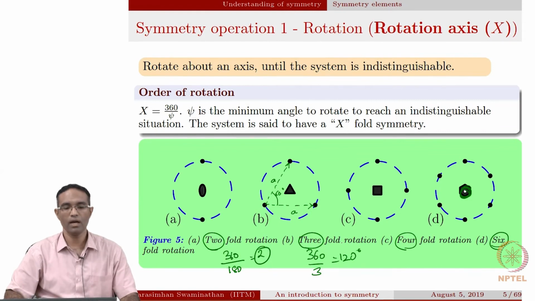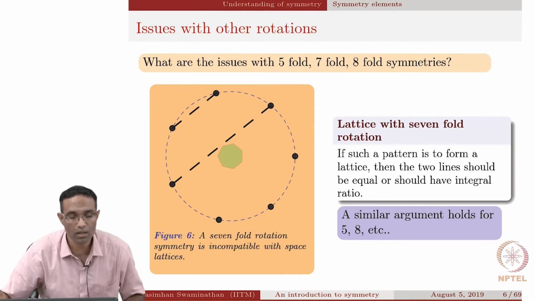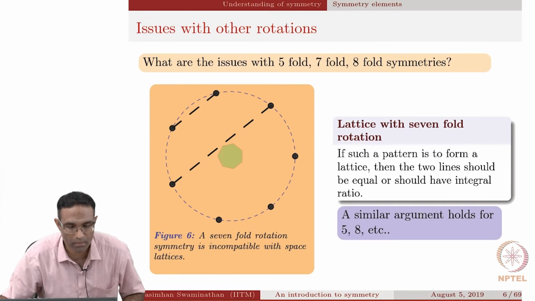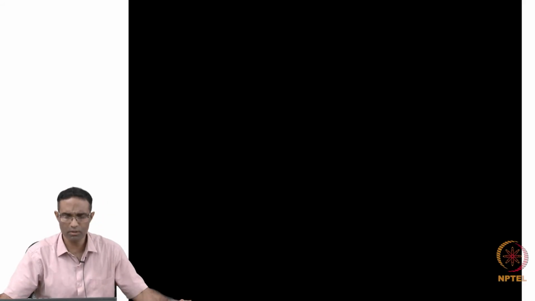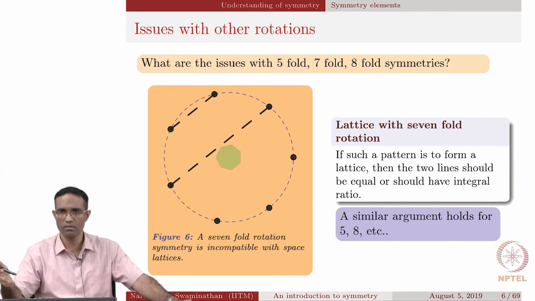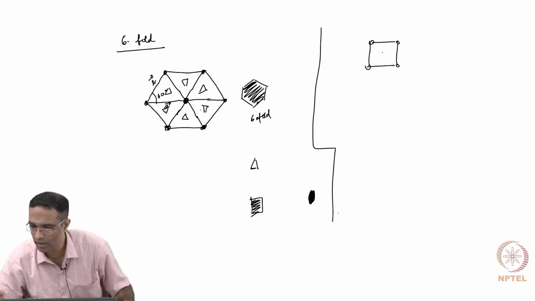The key thing is such rotations are not compatible with lattice translations. They are not compatible with lattice translations. So it's possible for us to show that no other rotations other than the ones that we have studied, 1, 2, 3, 4, and 6, are actually compatible with lattice translations. I will do that through a very simple example right here.